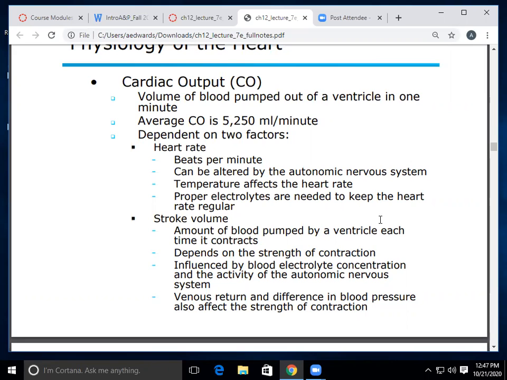Other things that can affect the strength of your contractions in your ventricles would be venous return. So how much blood is getting back to the heart through your veins, as well as differences in blood pressure. So your blood pressure can impact how strong the contractions are as well.